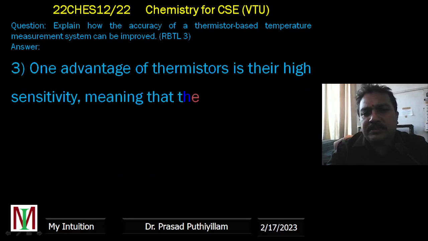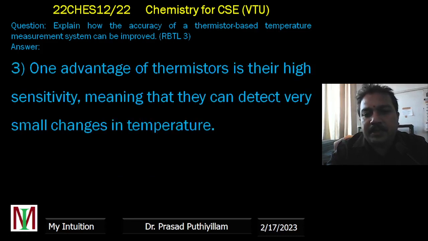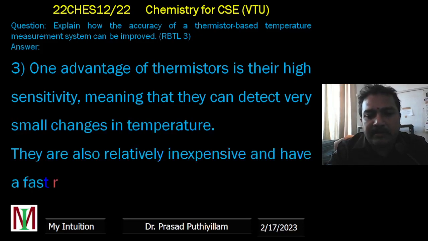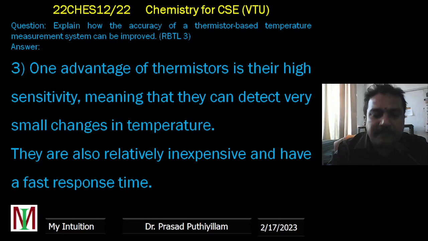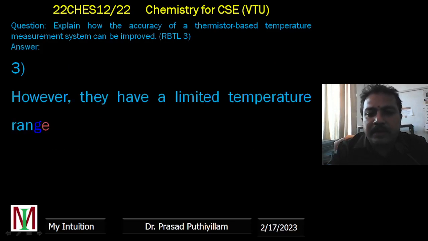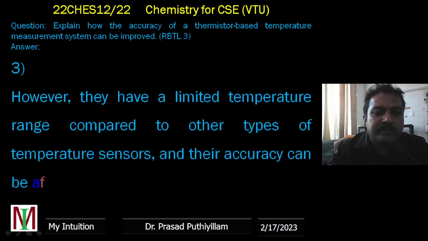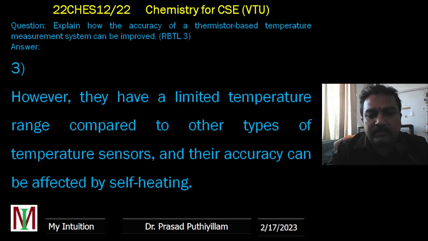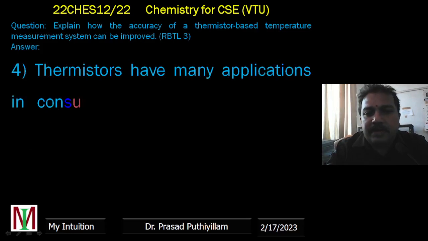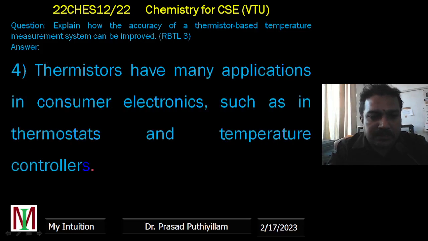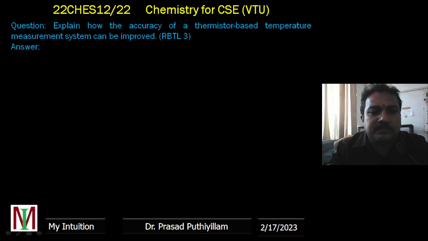One advantage of thermistors is their high sensitivity, meaning that they can detect very small changes in temperature. They are also relatively inexpensive and have a fast response time. However, they have a limited temperature range compared to other types of temperature sensors, and their accuracy can be affected by self-heating. So if self-heating disturbs its accuracy, we can guess the temperature range in which we can use the thermistor. Thermistors have many applications in consumer electronics such as thermostats and temperature controllers.